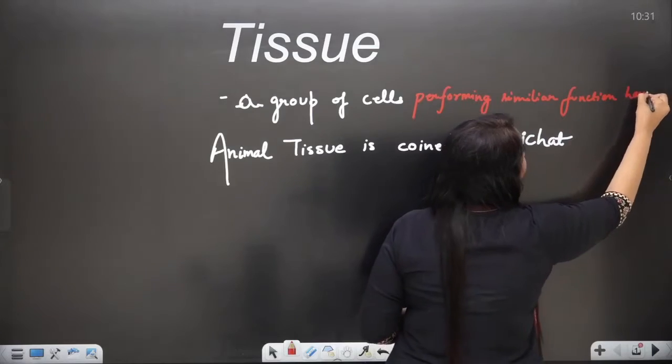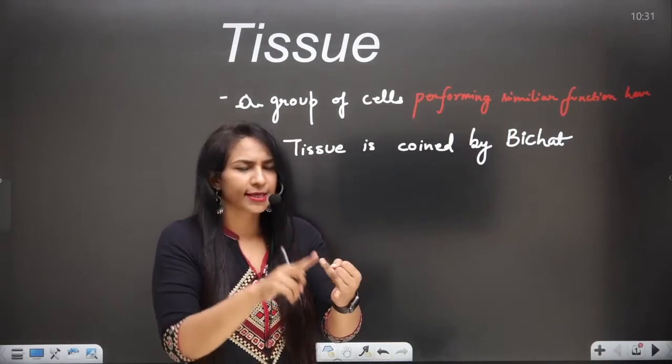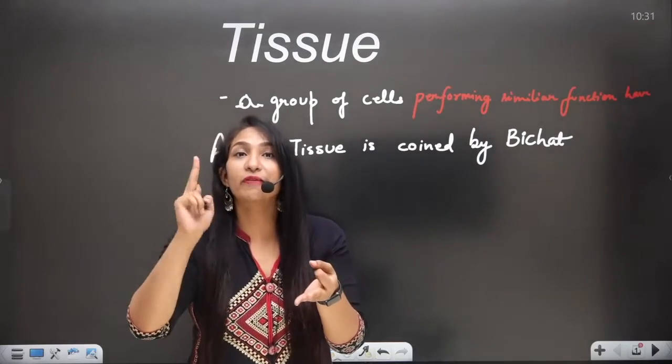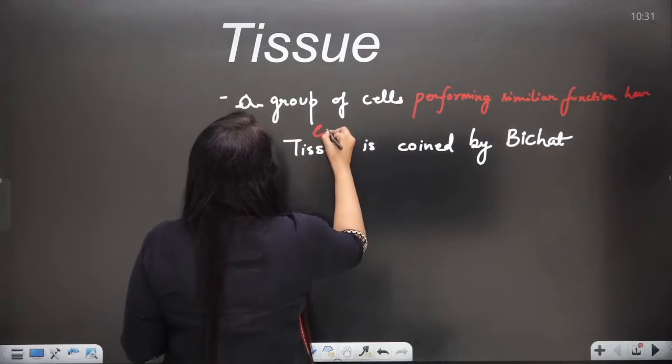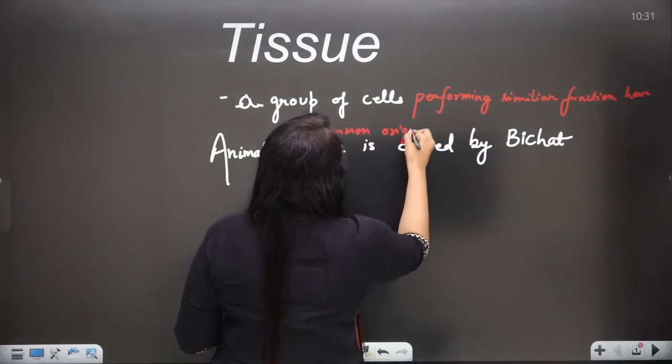and have a second important point, a third important point. In fact, the first was it's a group of cells. The second point was it's having similar function, and the third point is they always have common origin. Important, they always have common origin. Origin से मतलब क्या है यहाँ पर? What do you mean by the word origin? Origin से क्या समझते हो आप?